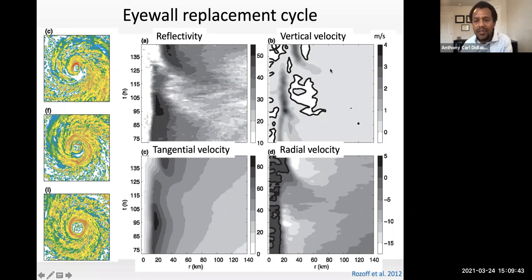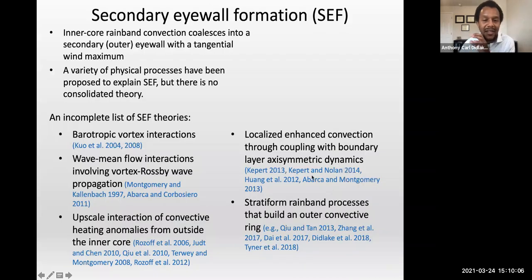And it's associated with a vertical velocity maximum, a tangential wind maximum, and a radial velocity, these are local maxima, all associated with this contracting outer eyewall. It's a pretty all-involving circumstance here that occurs in the inner core of a tropical cyclone.